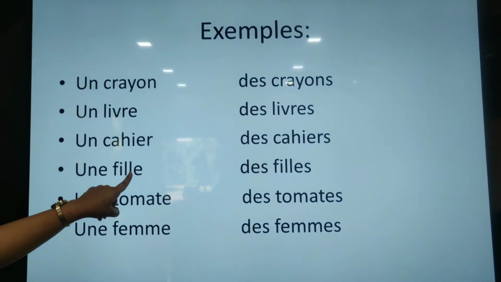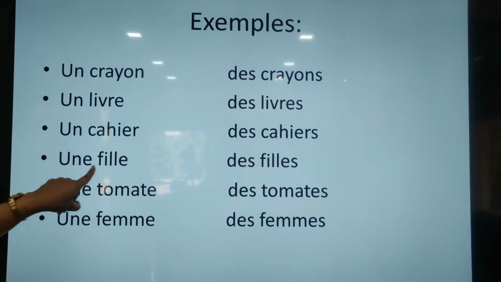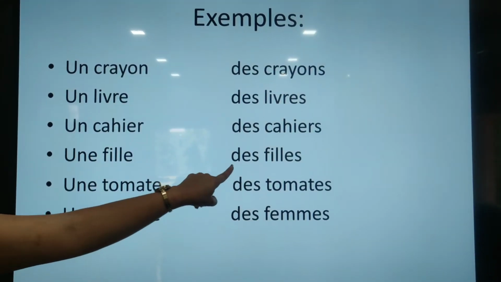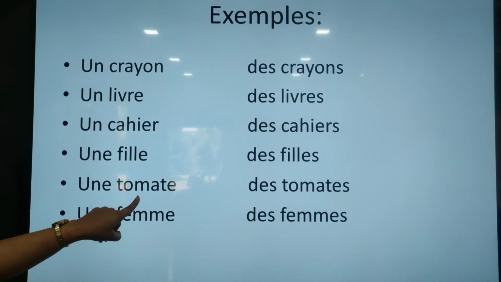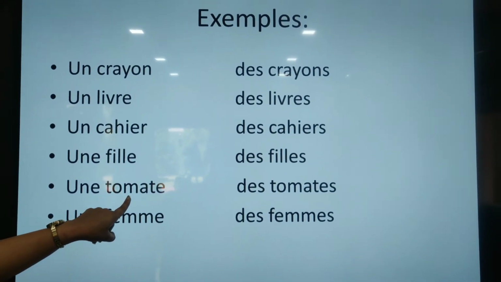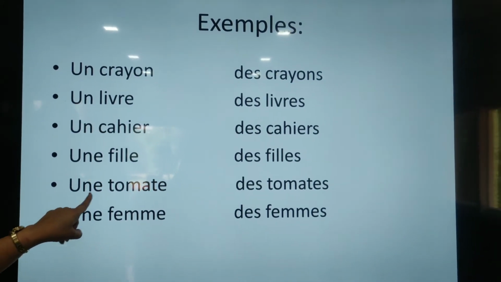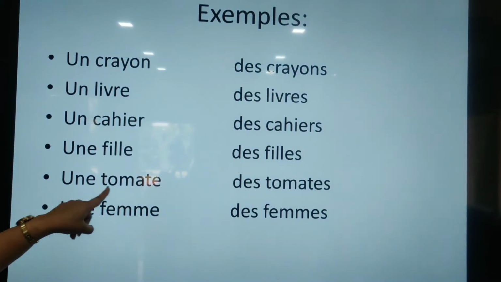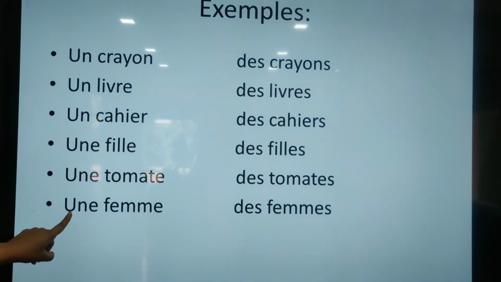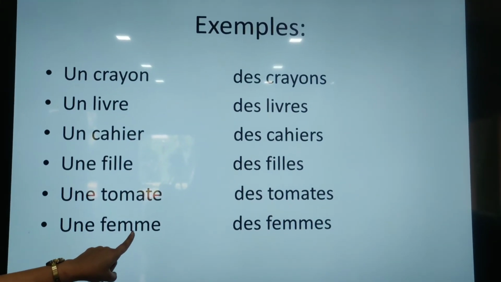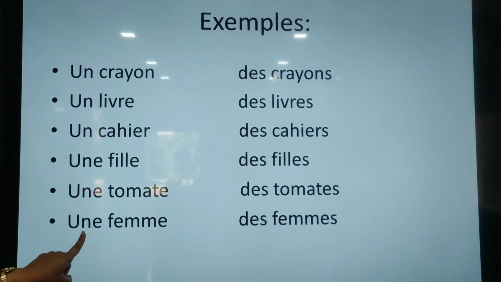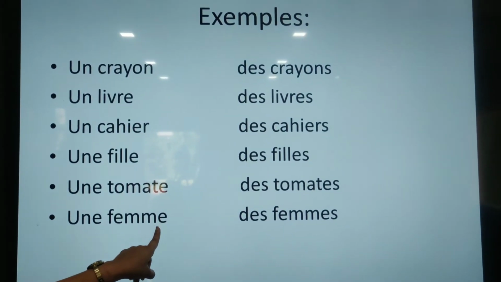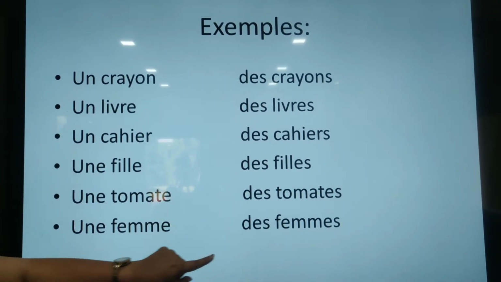Fille, which means girl, so it is a feminine noun. We put une fille. If the girl is plural, that means there are so many girls, we'll put des filles. Tomate, we have already done this word. Tomate is tomato, which is also feminine, so it is une tomate. In plural, it will become des tomates. So a tomato and some tomatoes. Une femme, femme, which means woman, is feminine, so we are going to put une as the indefinite article. If we are talking about plural form of woman, women, then it will become des femmes, that is the plural form.